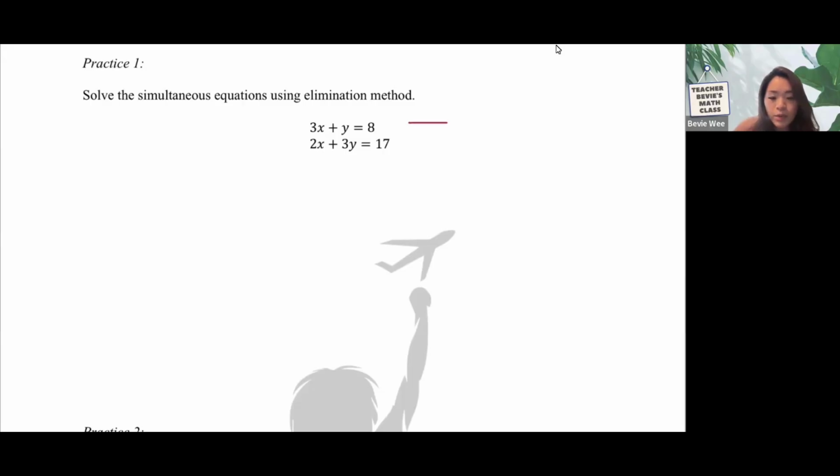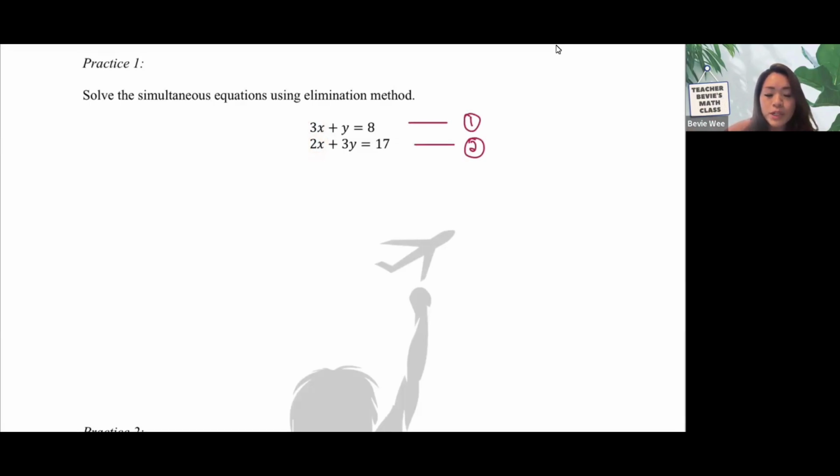Proper presentation, I will label this as equation 1 and equation 2. So now we take a look at all the coefficients first. This is 3x and 2x. The common multiple will be 6, meaning to equation 1, I need to times 2, and to equation 2, I need to times 3. All right, that's a possibility.